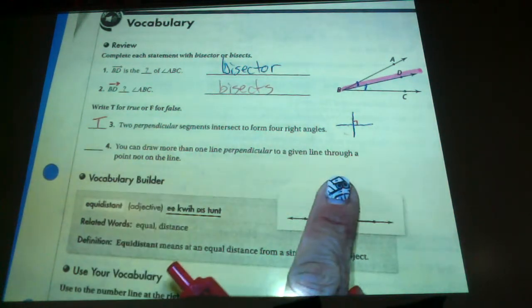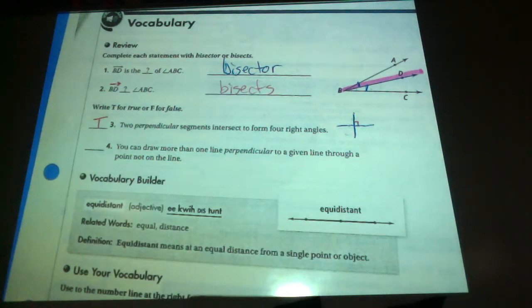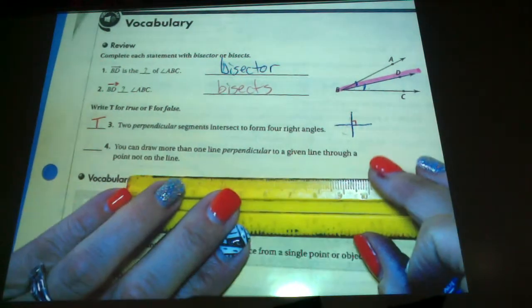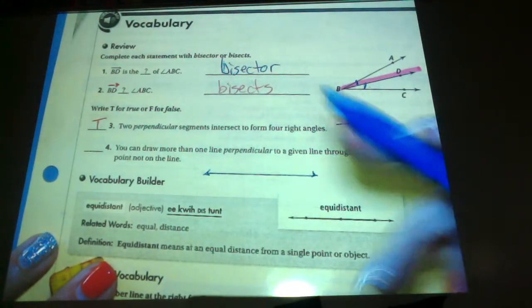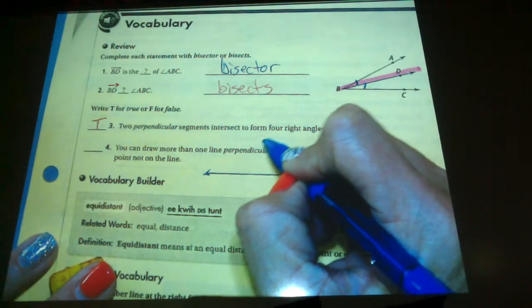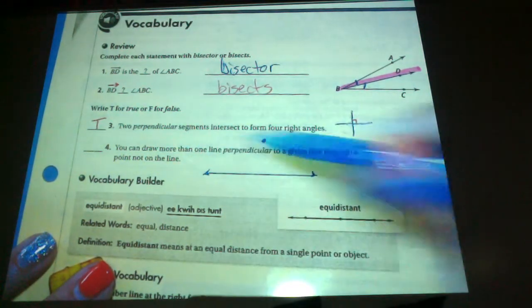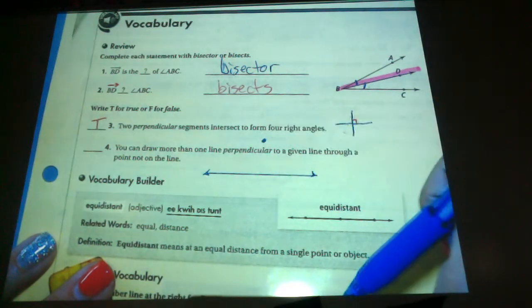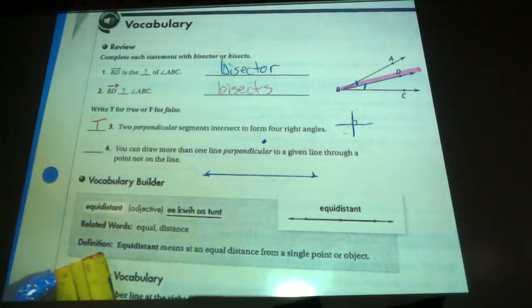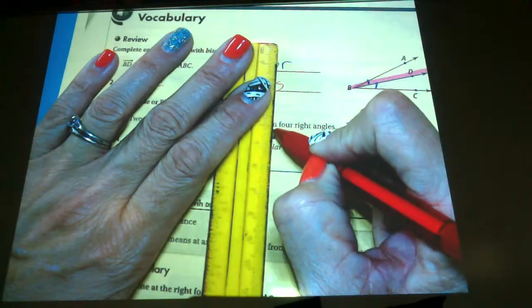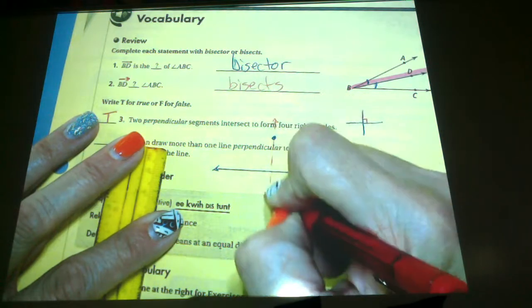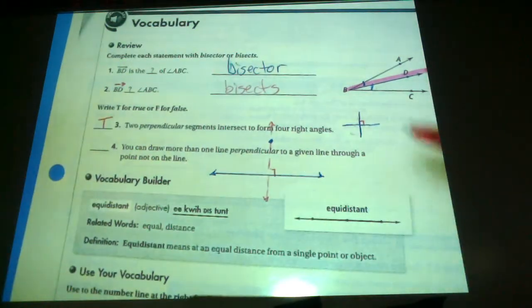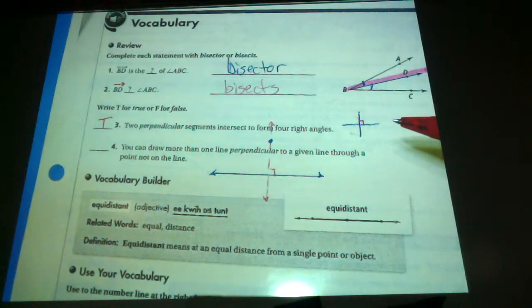To determine if this is true or false, you can draw more than one line perpendicular to a given line. So here's your given line, through a point not on the line. So just choose a point anywhere not on the line, so that you can draw more than one line perpendicular to this line from that point. Is that true or false? So here's one. There's one. Where's the second one? Or the third one? Or the fourth one?